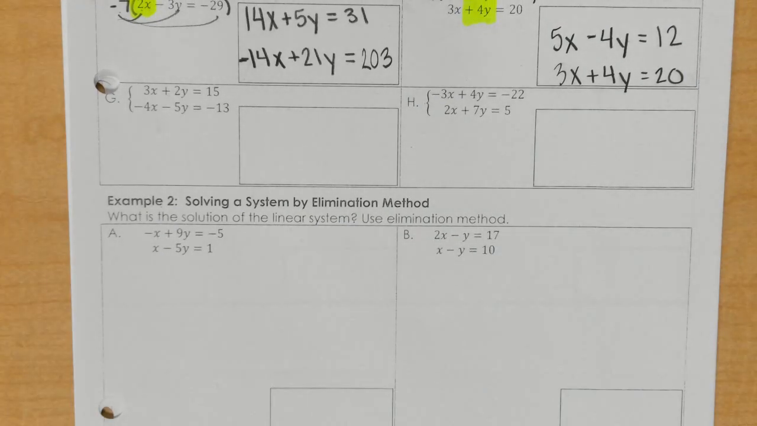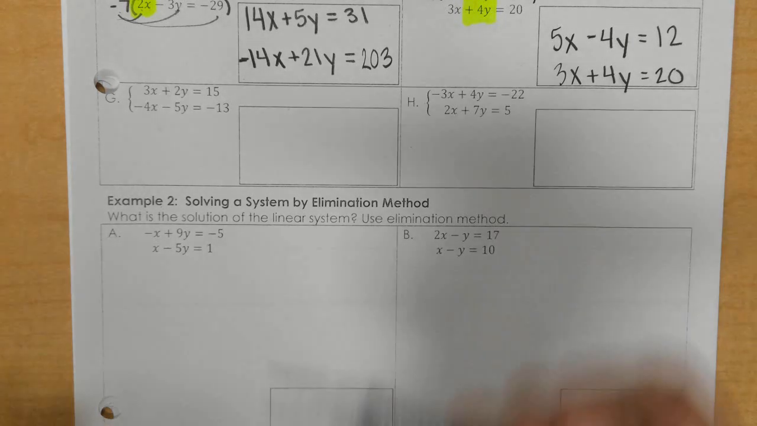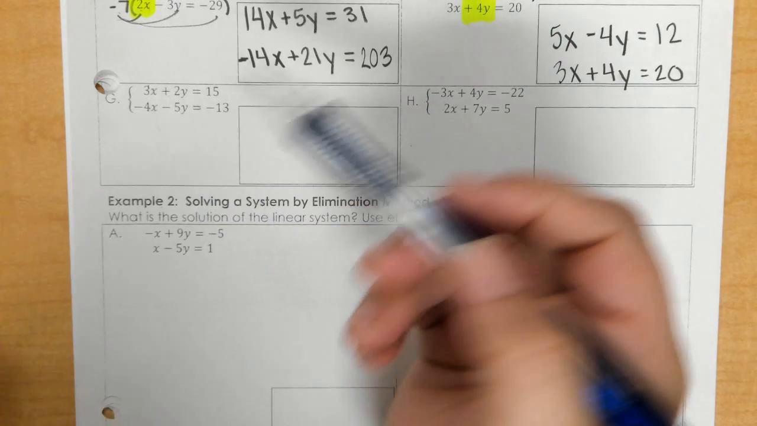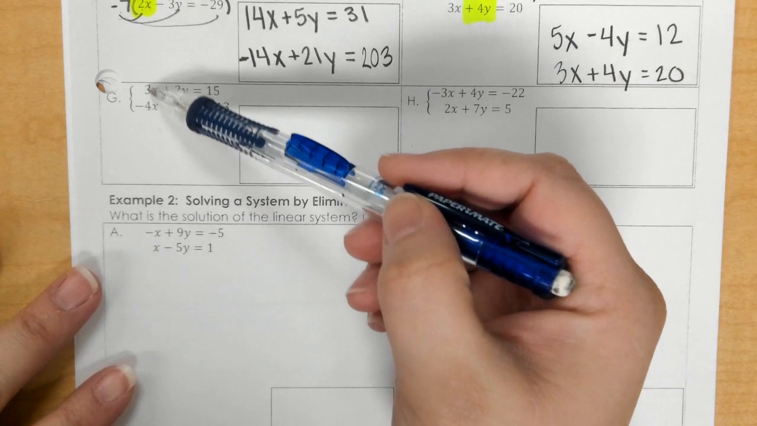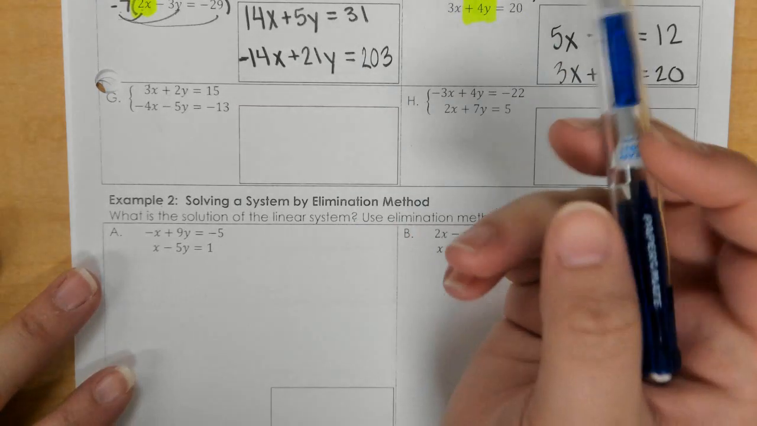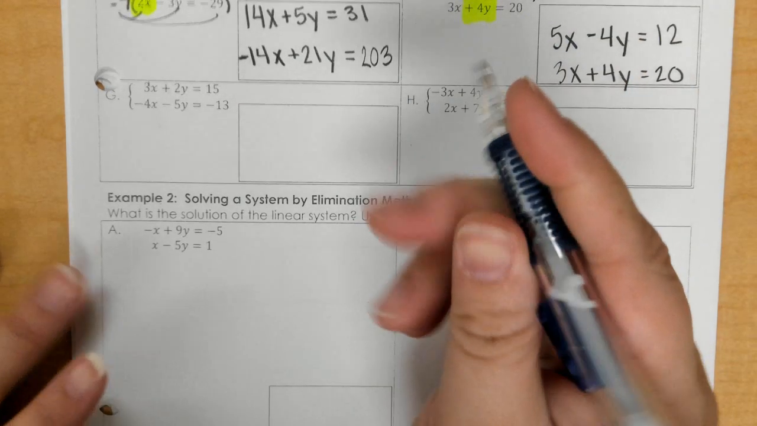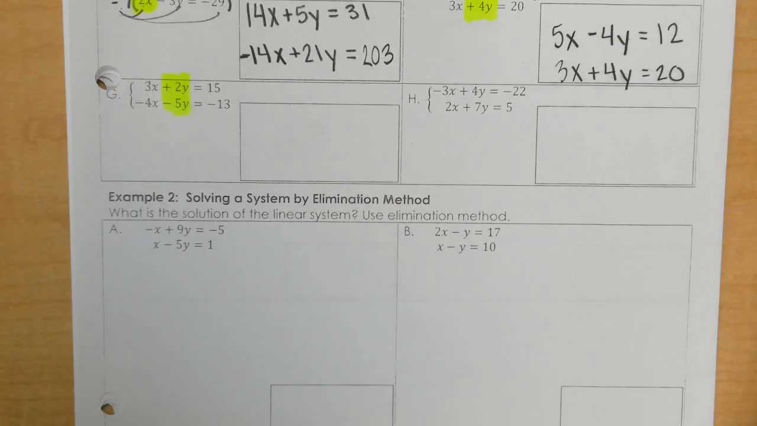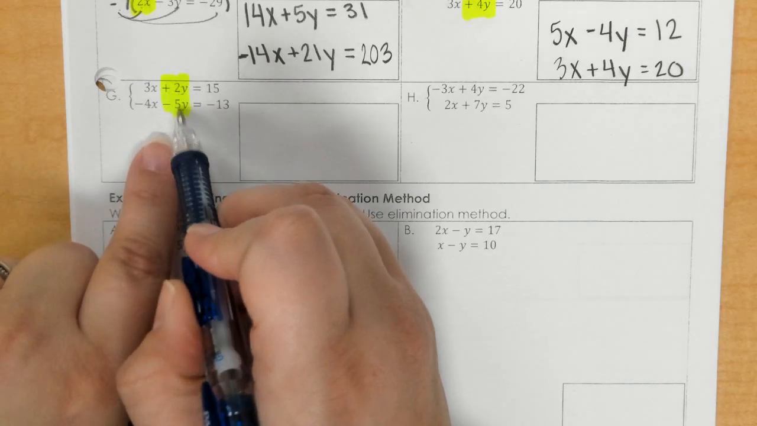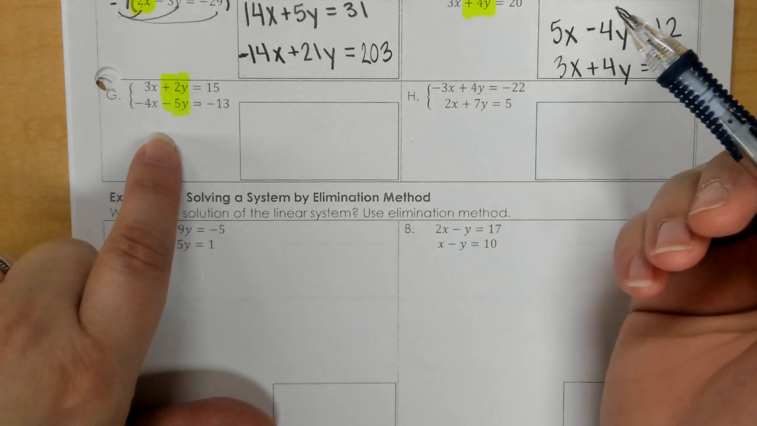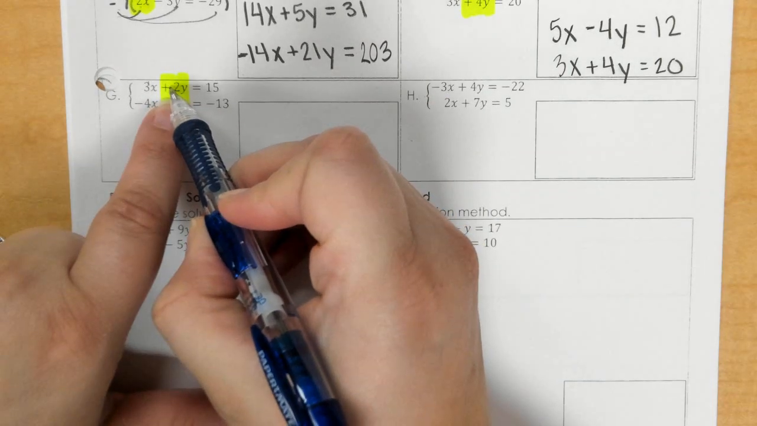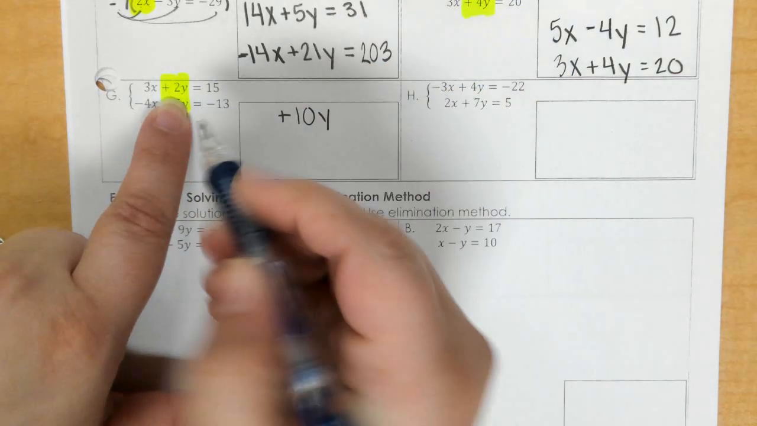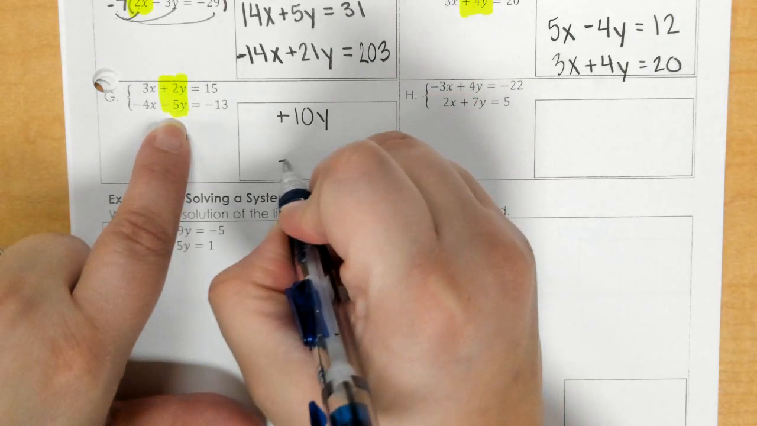Okay, letter G. On this one, we check again. Do we have opposites? No. No. So now I have to decide. Do I want to try to make this opposites or this one opposites? It doesn't really matter. So I think we're just going to go with this one, the y's. Okay. So if I want to make this, well, 2 and 5, what can 2 and 5 get to? They can make 10. So I am going to try to make that a positive 10y. And I want to make this a negative 10y.